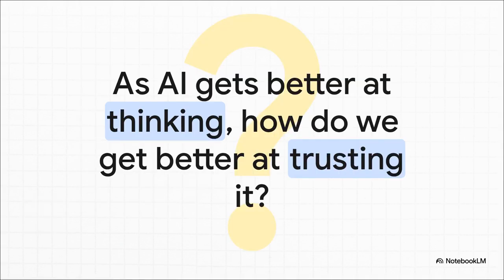So I'll leave you with this final thought. Frameworks like ECS are making AI much, much better at reasoning. So the real question for us becomes, how do we design our systems and maybe even adjust our own expectations to build a relationship with these tools that's based on real, earned trust?